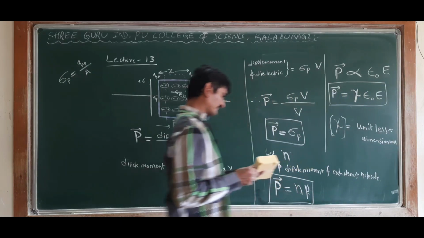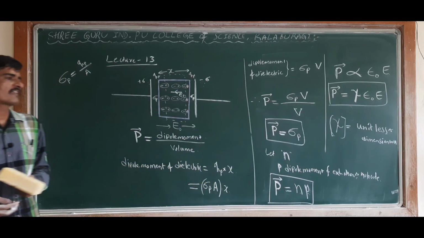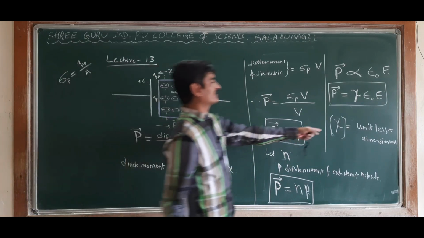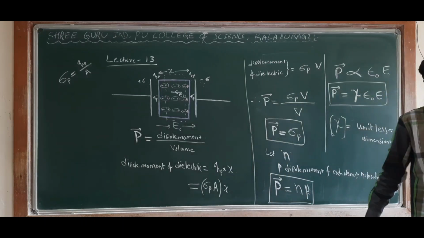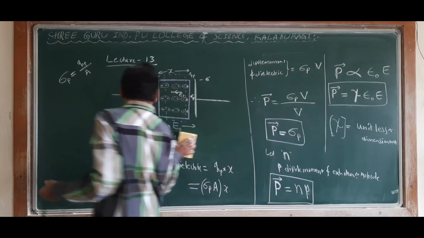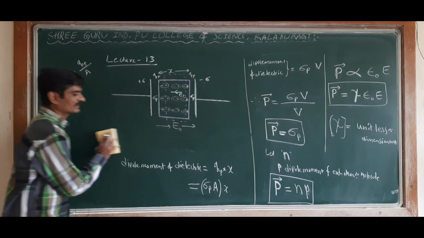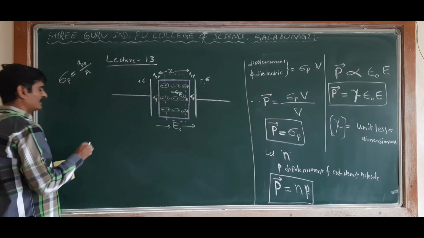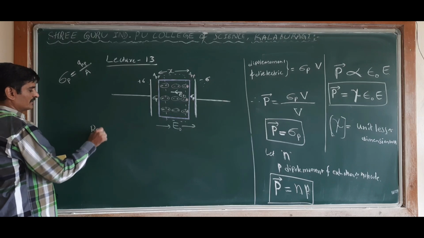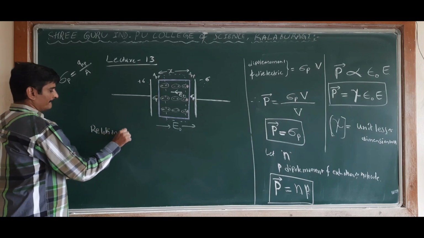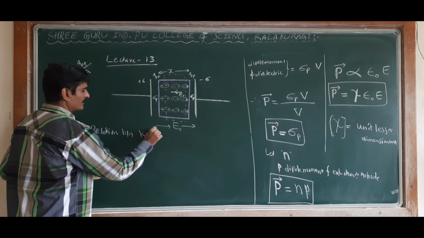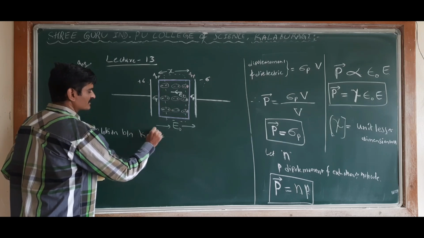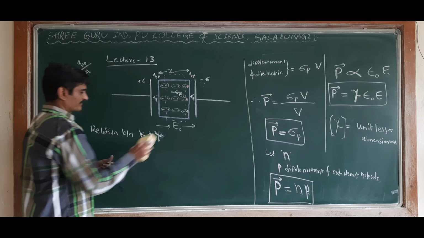So now let us derive the relation between electric susceptibility and dielectric constant. What will be the relation between K and chi?